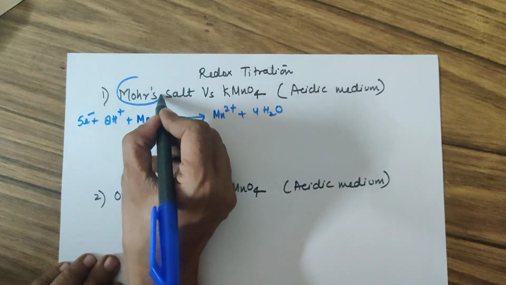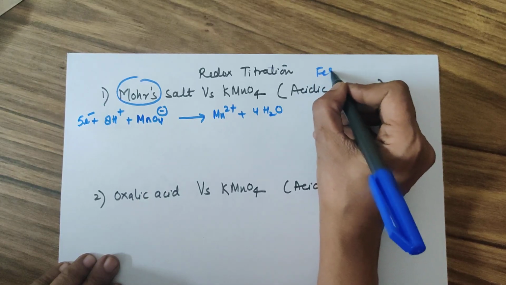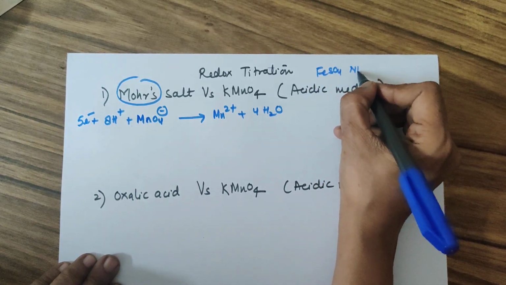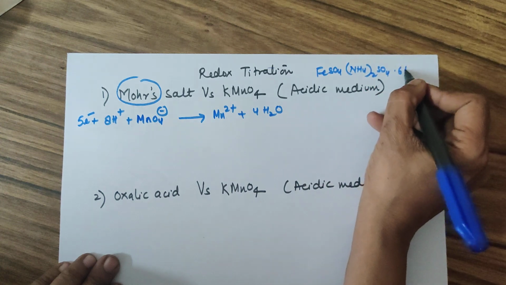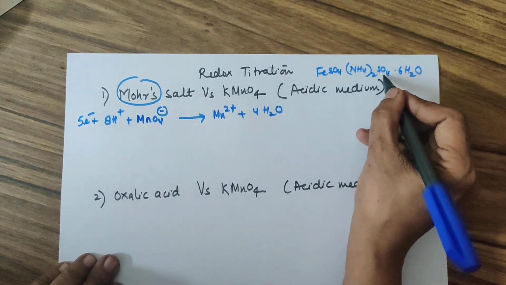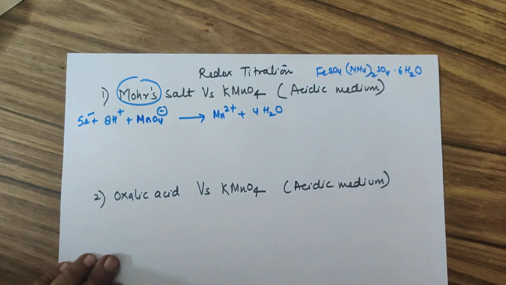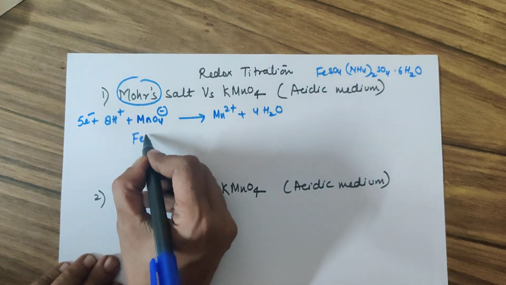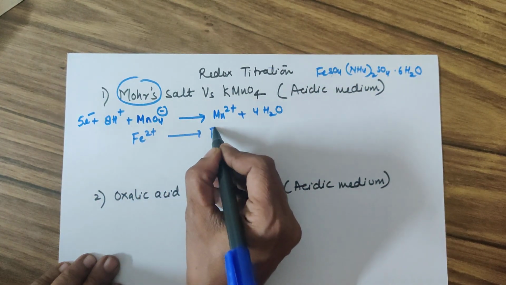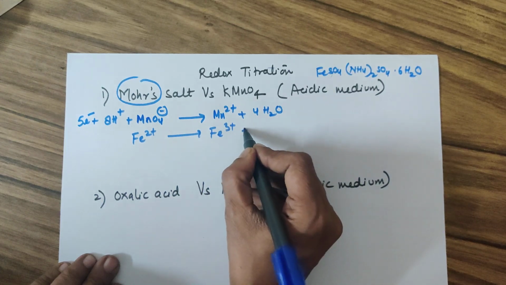Do you remember the formula of Mohr salt? FeSO4, ammonium sulfate, 6H2O, ferrous ammonium sulfate hexahydrate. Your interest is only in ferrous. In the titration your ferrous changes into ferric and there is a loss of electron.